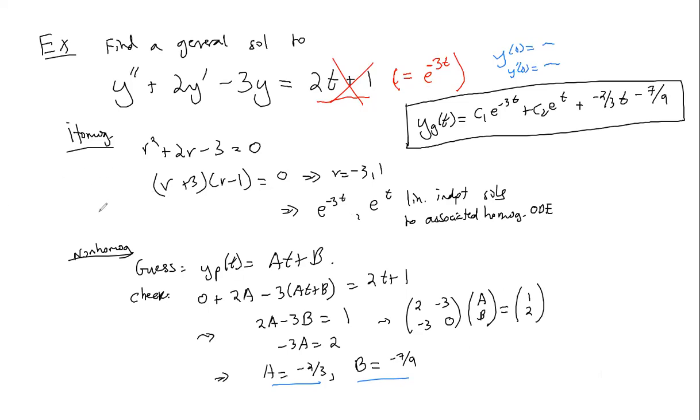Okay, so the homogeneous case is the same, right? You find two solutions, e to the negative 3t and e to t. And now we try the non-homogeneous case. So I'm going to go to another page. We're looking at y double prime plus 2y prime minus 3y equals e to the negative 3t. And we found that for the homogeneous case, e to the negative 3t and e to the t are solutions.